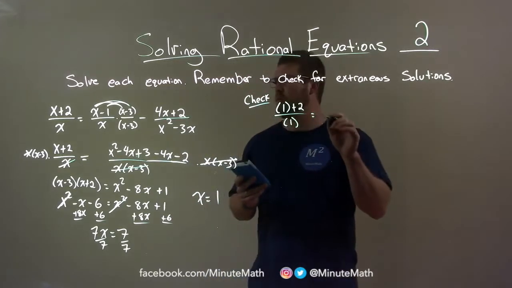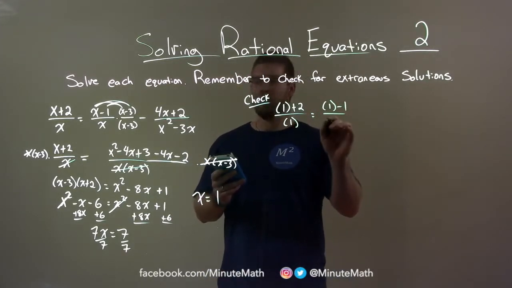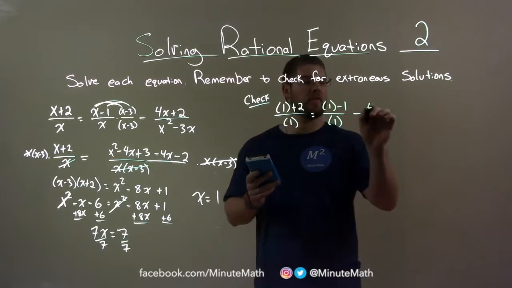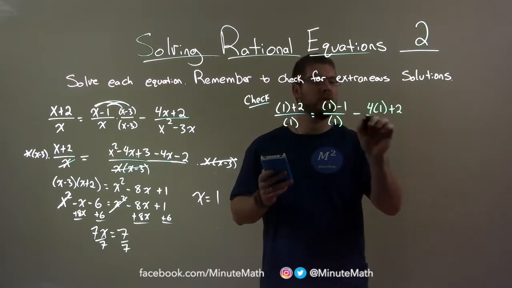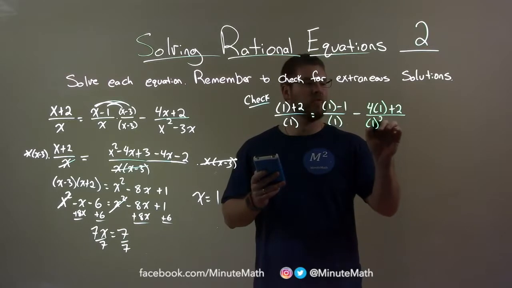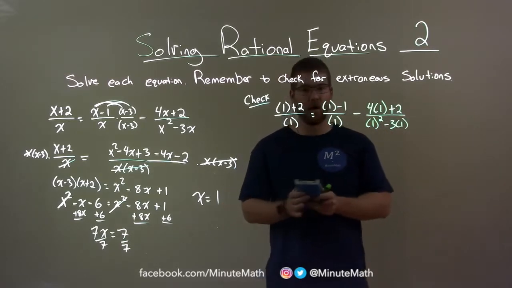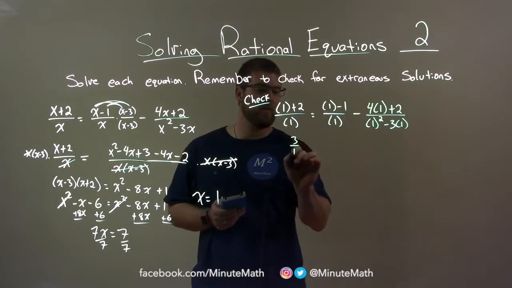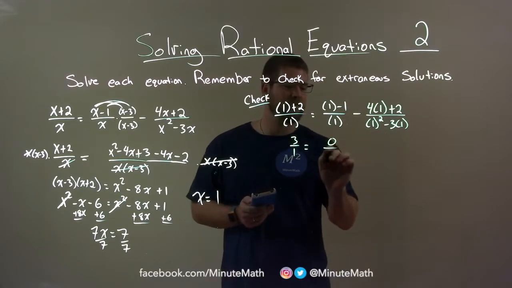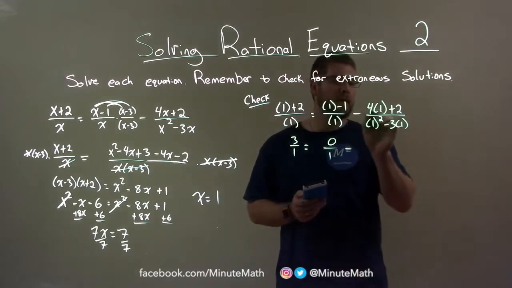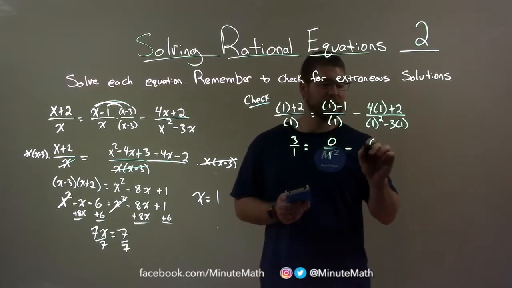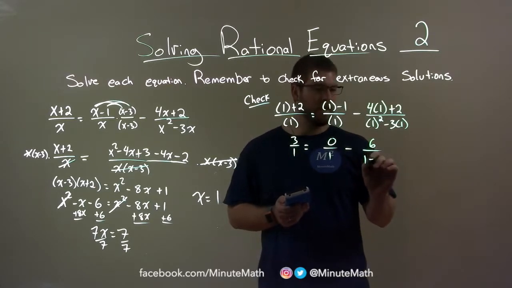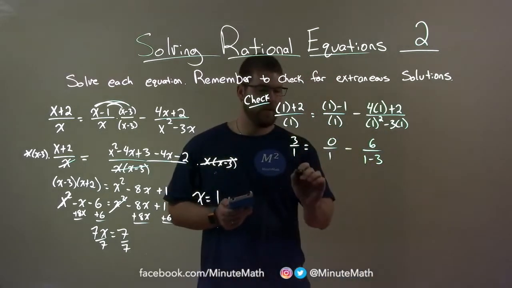Okay. 1 plus 2 over 1, and we have 1 minus 1 over 1 minus, now remember it's the original equation, 4 times 1 plus 2 over 1 squared minus 3 times 1. All right. So now, simplify. 1 plus 2 is 3, 3 over 1 here. 1 minus 1 is 0 over 1. 4 times 1 is 4, plus 2 is a 6 over 1 squared is 1 minus 3. Okay, we have a minus 3 here. 3 over 1 is 3.